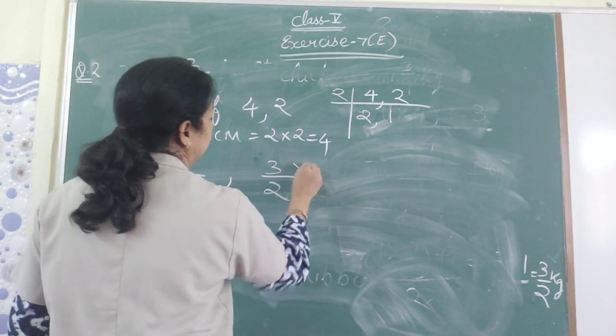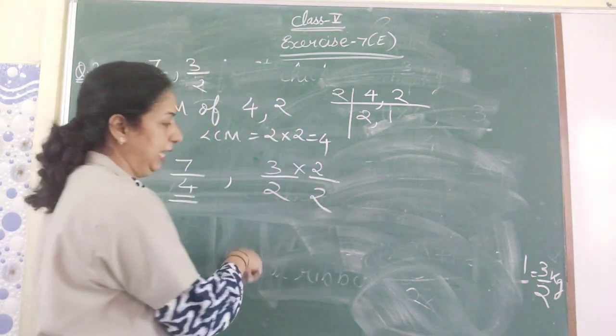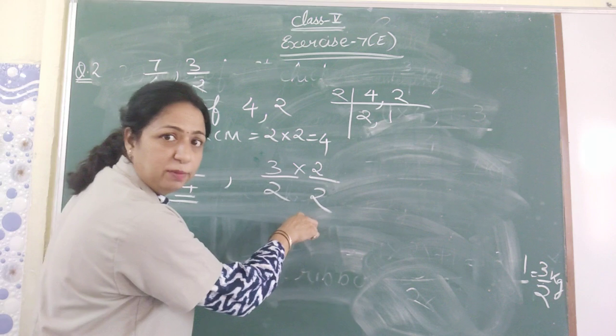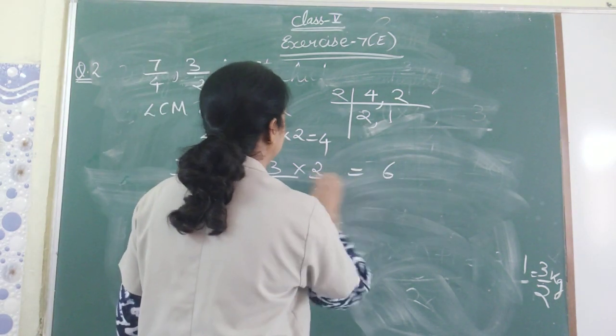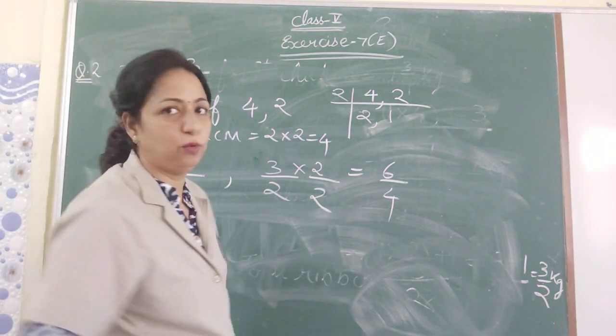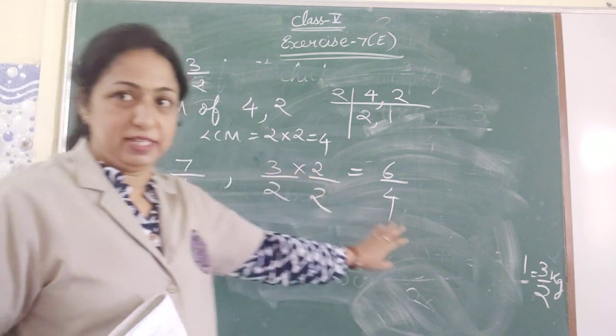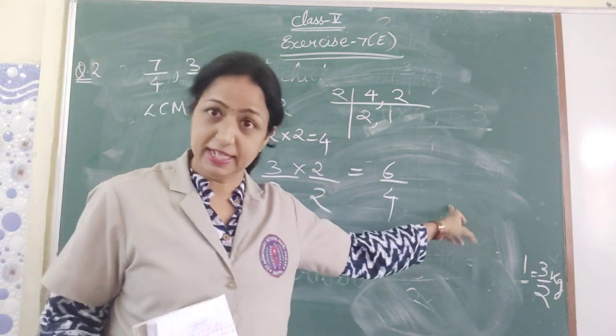3 by 2 we will convert into an equivalent fraction having 4 as denominator. For that we need to multiply the numerator and denominator by 2. So this becomes 3 2s are 6 by 4. Now see, 6 by 4 and 7 by 4. So the weight of the first chicken is more than the second chicken because 7 is greater than 6.